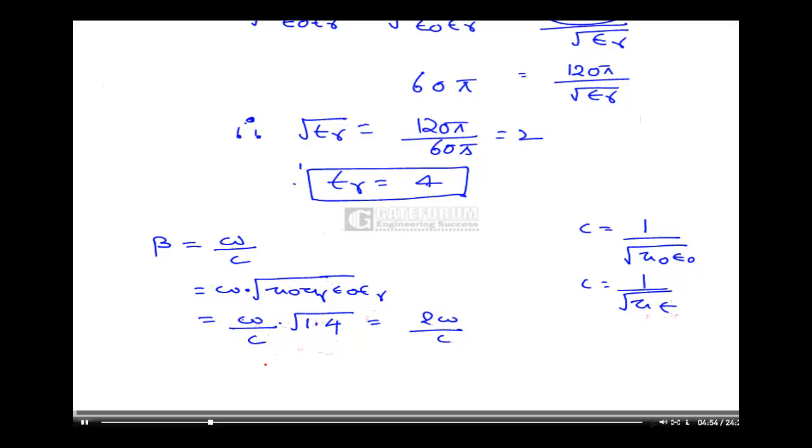But beta is given 1. Therefore omega is equal to beta times c by 2, where c is the free space velocity: 1 into 3 into 10 power 8 by 2. This is 1.5 into 10 power 8 radian per second. The important thing to keep in mind is it is a lossless medium, so mu is equal to mu naught mu r, epsilon is equal to epsilon naught epsilon r. If you forget this, you will get a wrong answer.